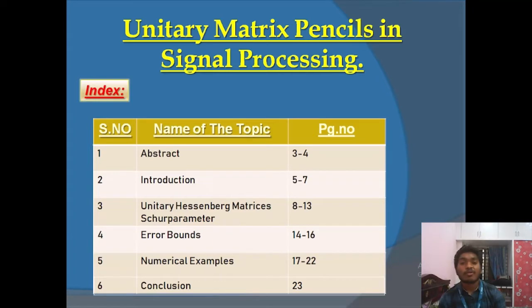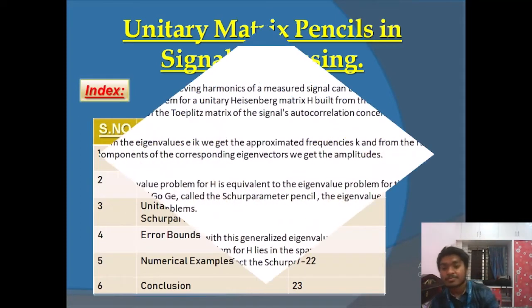Today we are going to discuss these six subtopics in unitary matrix pencils in signal processing: abstract, introduction, unitary Heisenberg matrices, Schur parameters, error bounds, numerical examples, and conclusion. Abstract is pages 3 to 4, introduction 5 to 7, unitary Heisenberg matrices and Schur parameters 8 to 13, error bounds 14 to 16, numerical examples 17 to 22, and conclusion page 23. We are going to see two numerical examples.